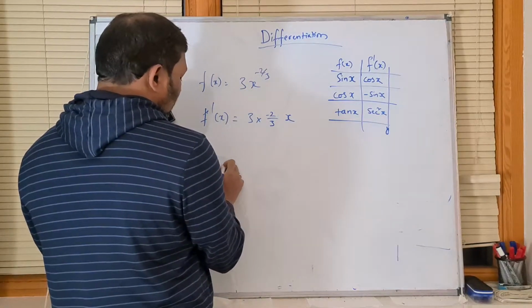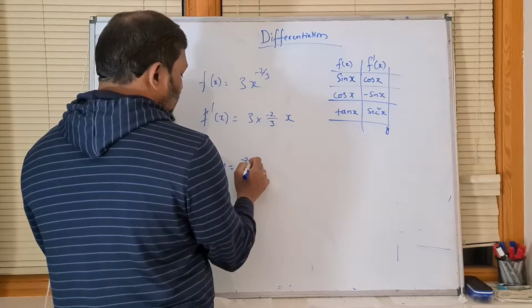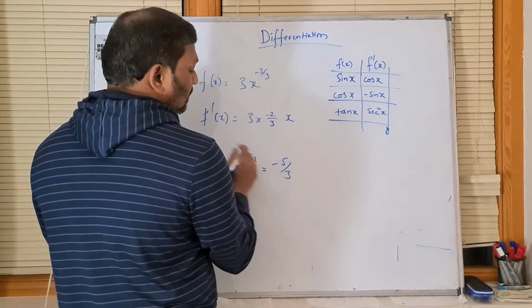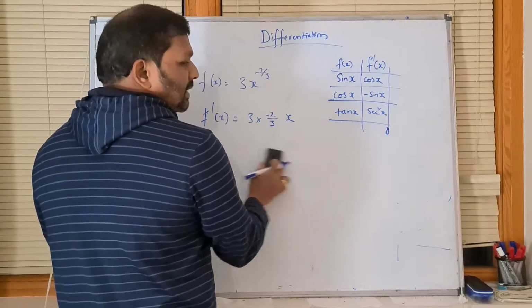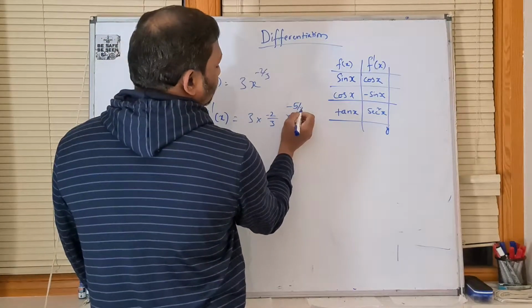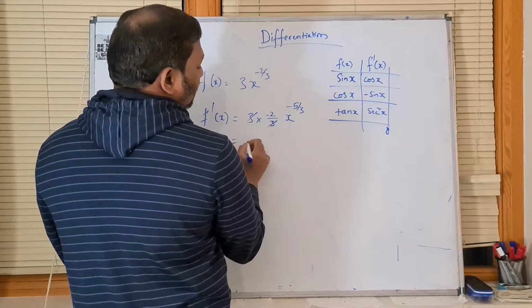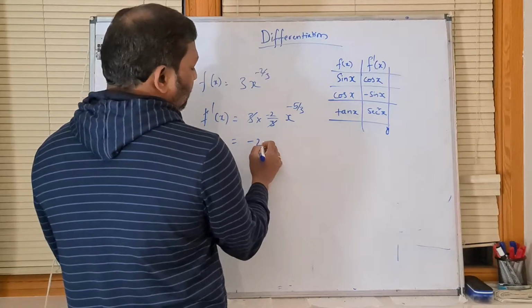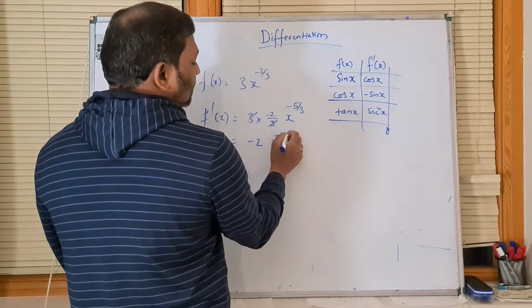So minus 2 by 3 minus 1 is going to be minus 5 by 3. If you want to simplify, you can simplify it. The 3 gets cancelled and you will get minus 2x to the power of minus 5 by 3.